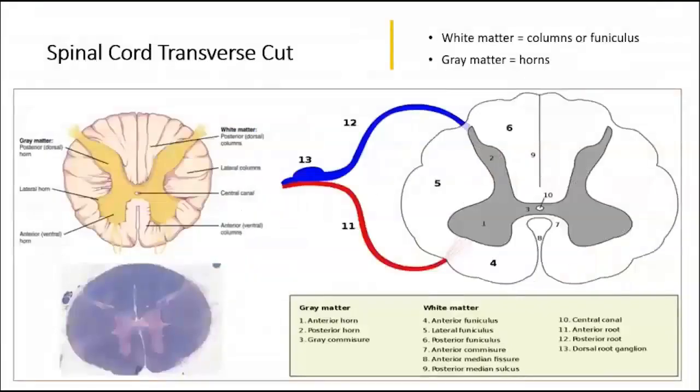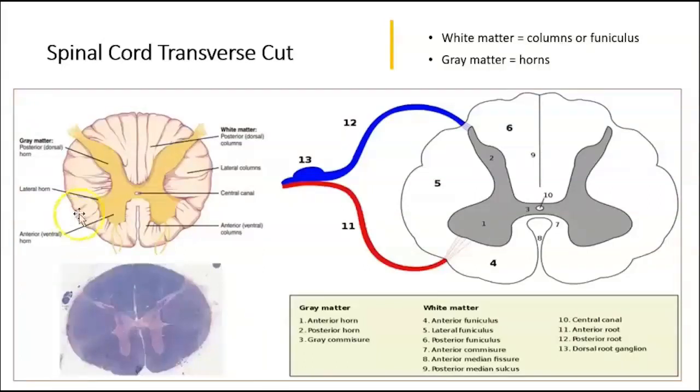So right here we have the spinal cord after we remove the vertebrae, so we can see the characteristics that we have. You're going to have two main areas, the white matter and the gray matter. White matter has columns. Gray matter has horns. So what columns are you going to have? Anterior column, middle column, posterior column. Gray matter, same thing: posterior horn, middle horn, anterior horn.